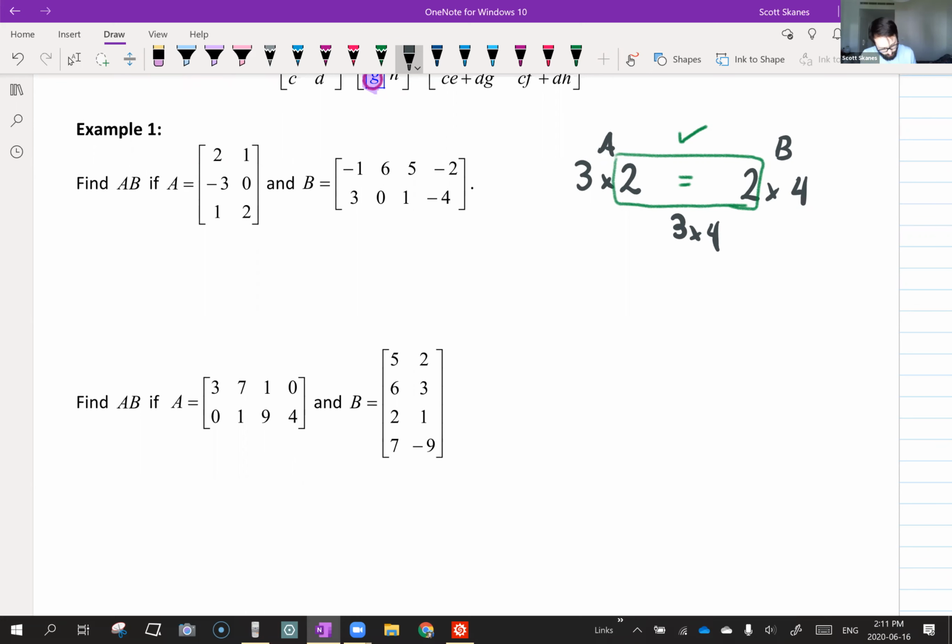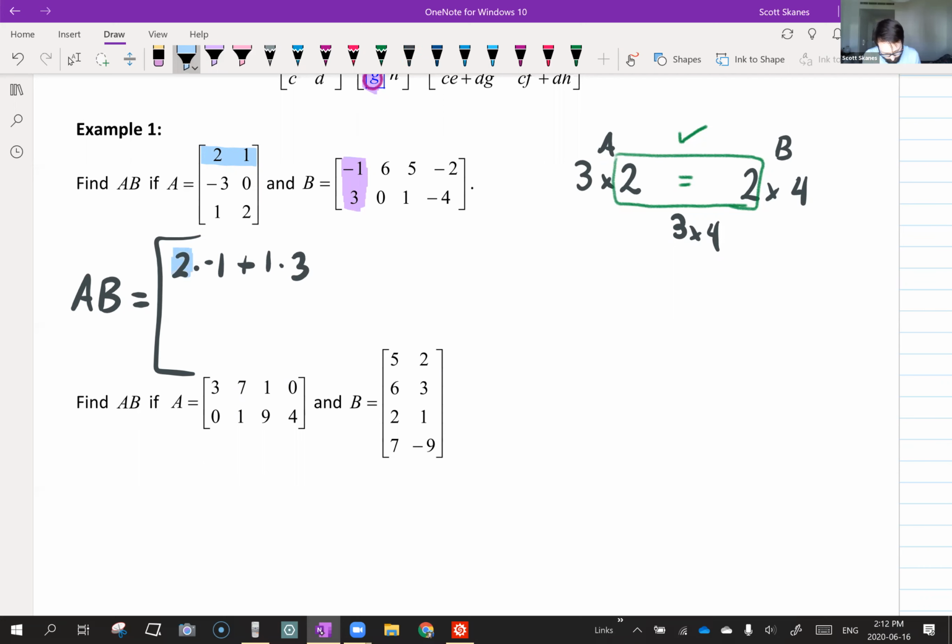Let me show you how it works. I'll write down every step the first time. So A times B, I know it's going to be a 3 by 4 matrix, so I'll make it big. First things first, I want the first row and the first column. I want something in the top left here. Multiply these together. I get 2 times negative 1 plus 1 times 3.